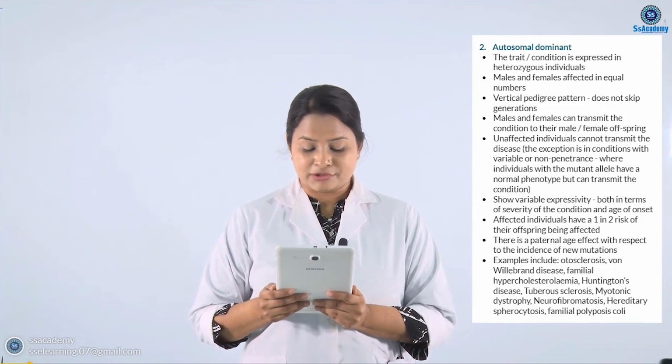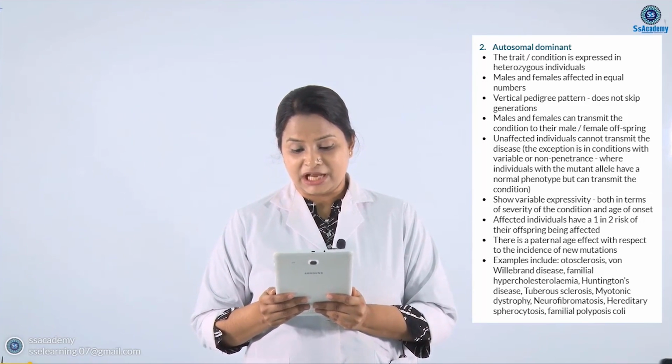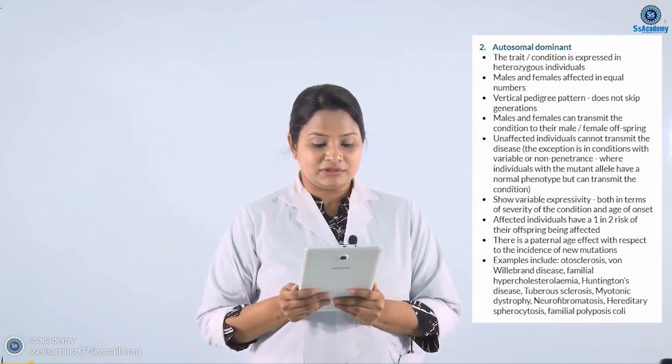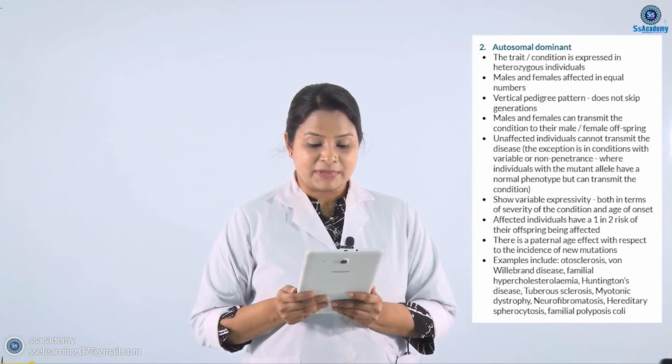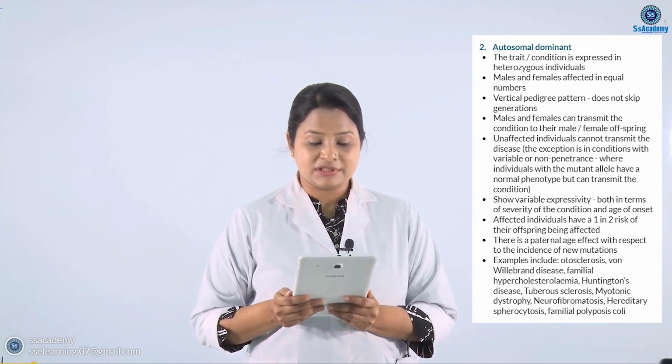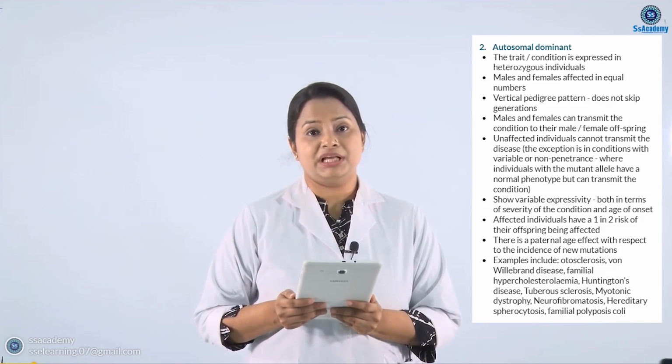Examples include osteosclerosis, von Willebrand disease, familial hypercholesterolemia, Huntington disease, tuberous sclerosis, myotonic dystrophy, neurofibromatosis, hereditary spherocytosis, and familial polyposis coli. Let me make it easier.